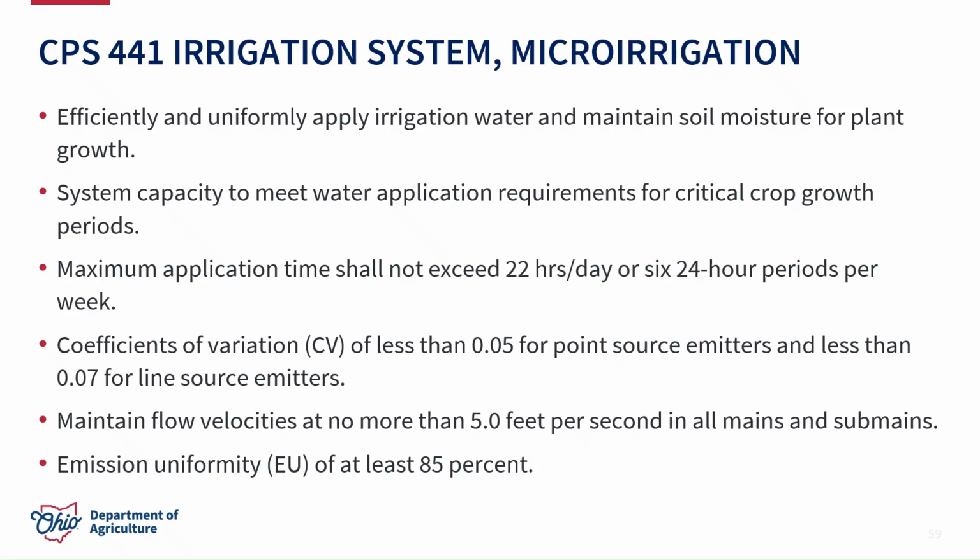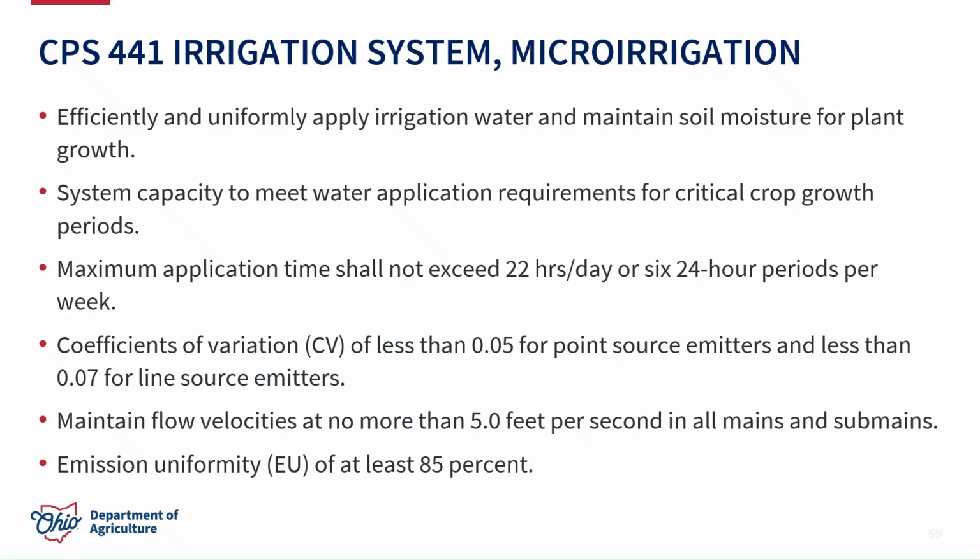When we're running this micro irrigation system, we may have really big zones or multiple zones, and we need to take into account that there are only so many hours in a day that we're able to physically irrigate the crops. Our design needs to ensure that the maximum time that we're applying water does not exceed 22 hours per day, or in a 1 week period, that we don't have over 6 24-hour periods of irrigation. For the emitters themselves, we want to design with emitters that have coefficients of variation less than 0.05 for point source emitters and less than 0.07 for line source emitters.